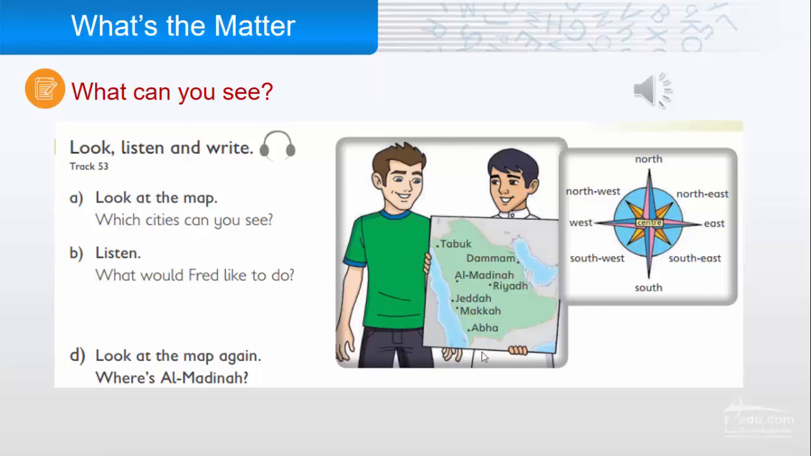Okay, so question B, what would Fred like to do? He would like to go to Jeddah one day. D, look at the map again. Where is El Medina? On the map, this is El Medina. Al Medina is in the west of Saudi Arabia.